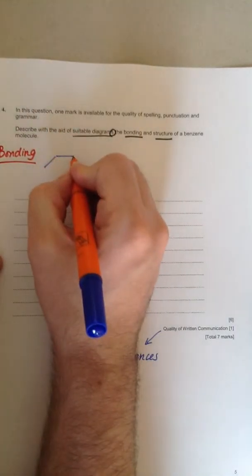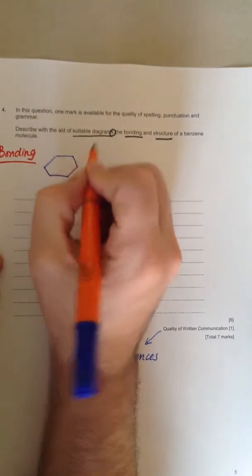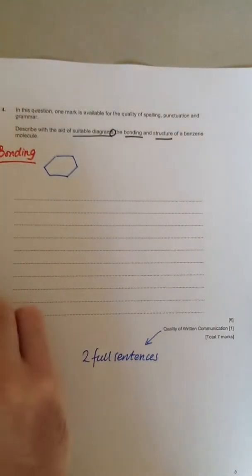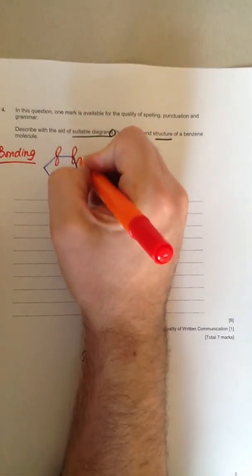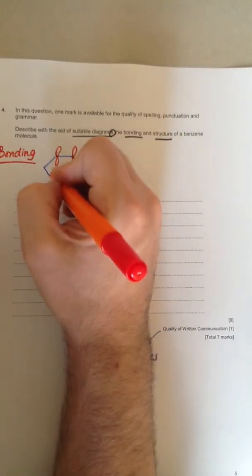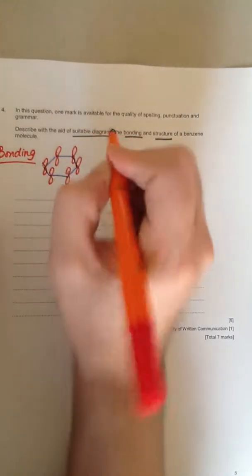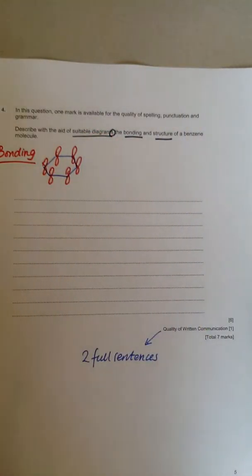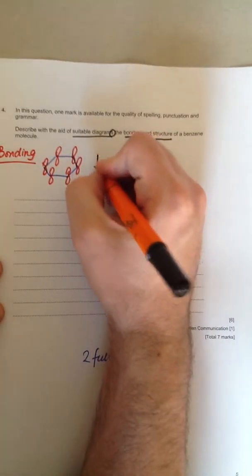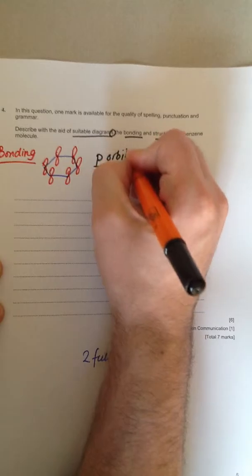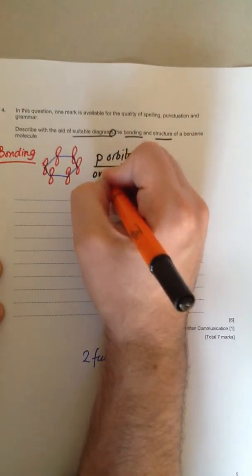So we have our carbon-carbon bonds forming a skeleton like this. And then we have our p orbitals going above and beyond the plane. Above and below, above and below, above and below. And remember what happens is the p orbitals overlap. So we say the p orbitals overlap.